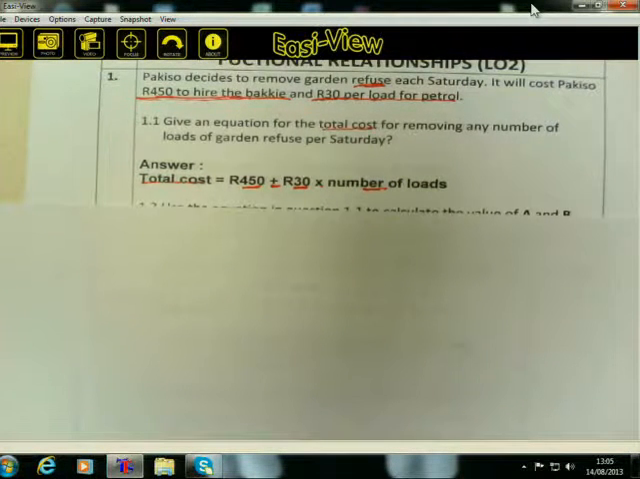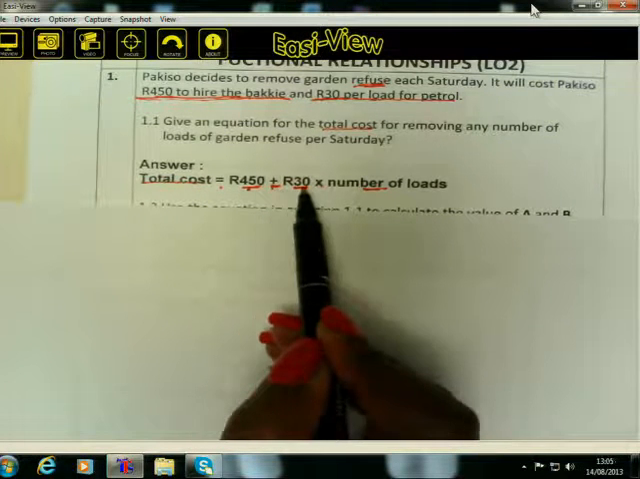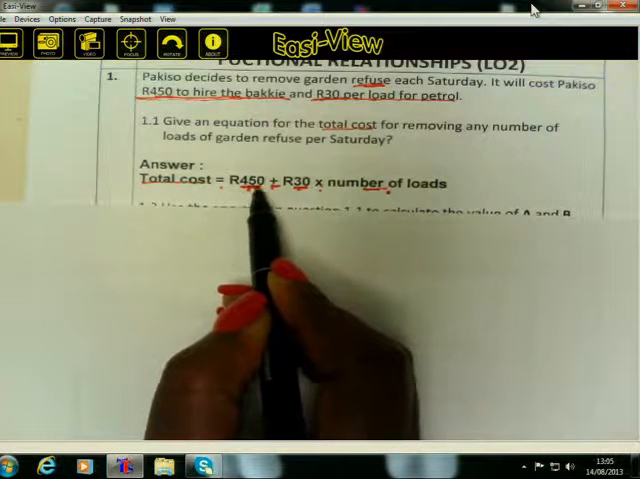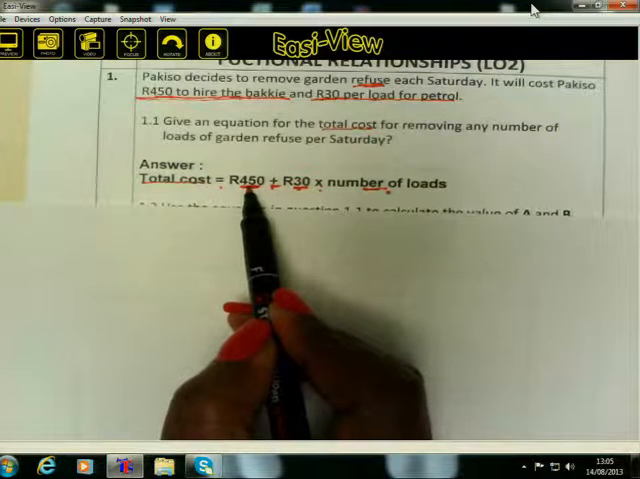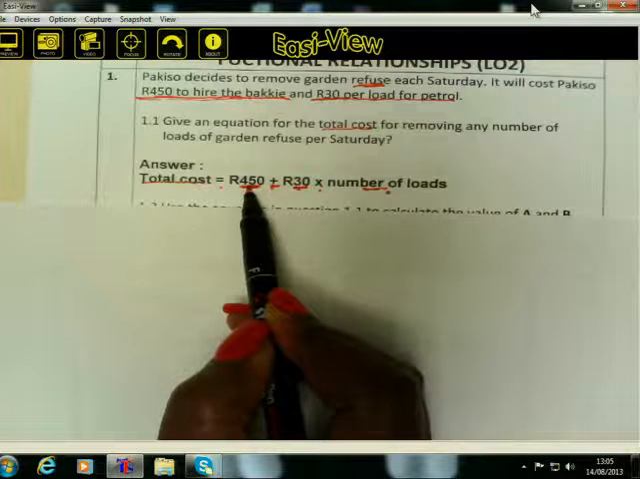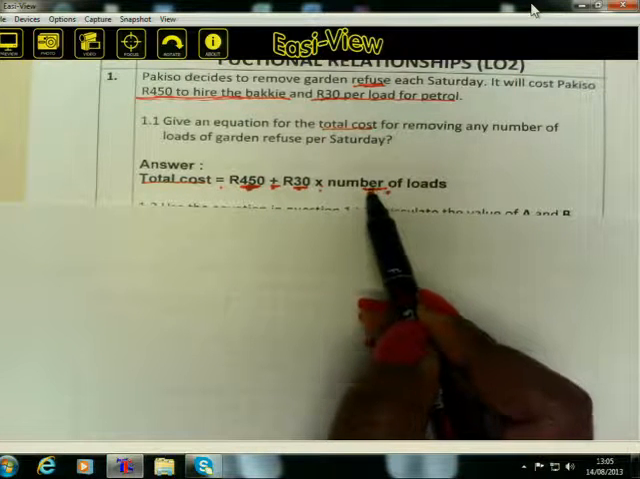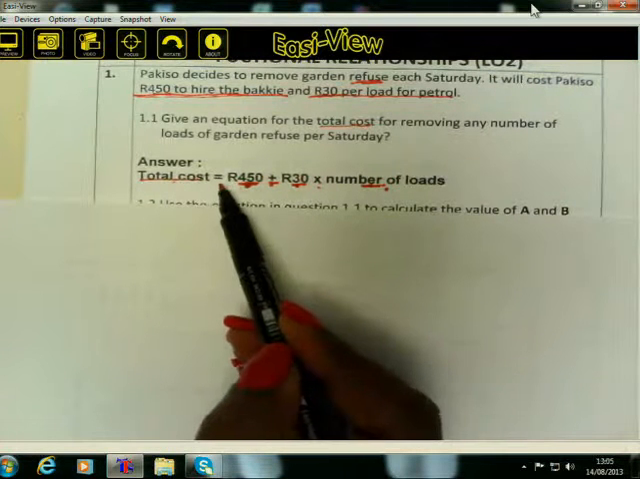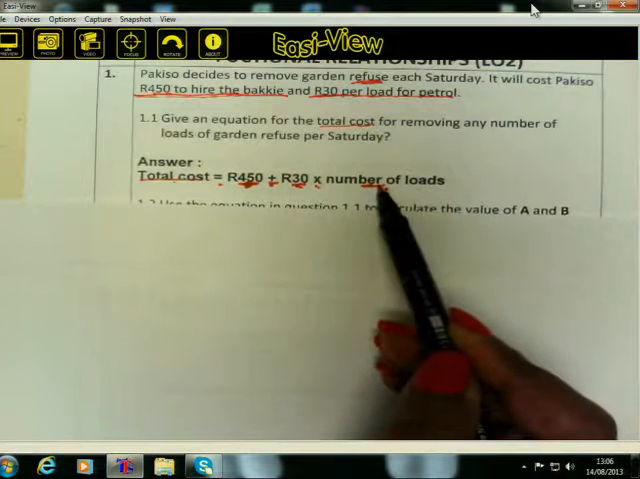Looking at that answer, total cost is equals to 450 plus 30 rands multiplied by number of loads. Some people can call 450 a basic fee, or a basic variable. So 450 will always be there because Pakiso has to pay 450 for hiring the bakkie. And then we'll add it to the 30 rands multiplied by the number of loads that Pakiso will have to deliver. So our formula will be total cost is equals to 450 plus 30 rands multiplied by number of loads.